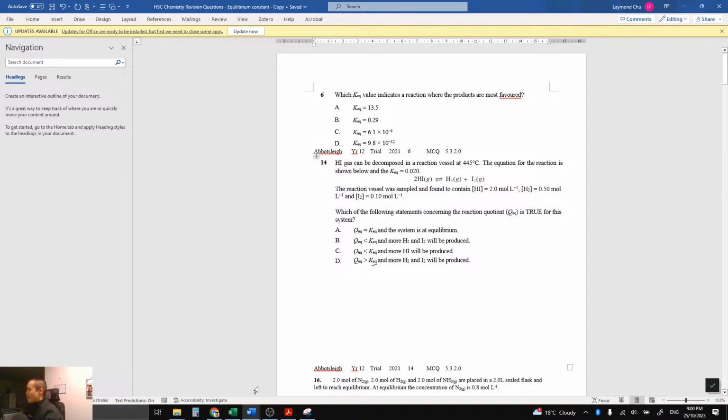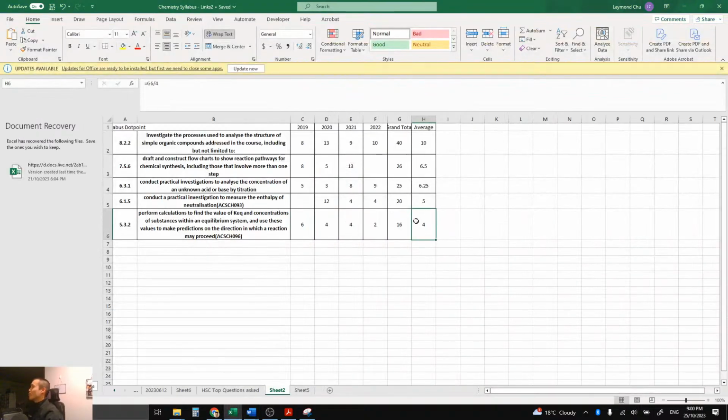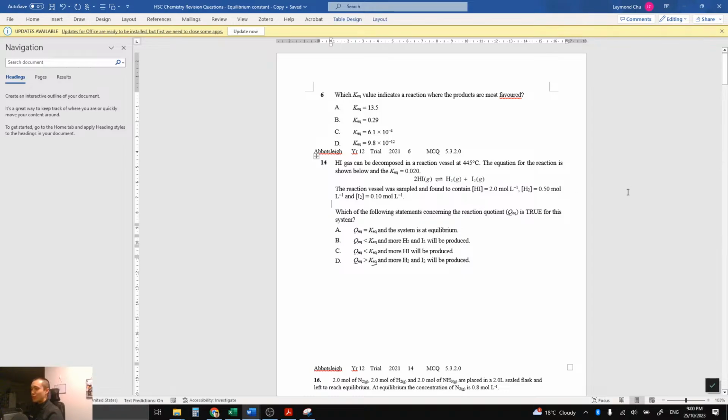So what is this? How many marks is this worth? It doesn't look like there's a lot of marks, but out of all the questions, it does scale in the top 5. So this is the 5th one, 4 marks out of your HSC. Pretty consistent over the last 4 years. Let's jump straight into it.